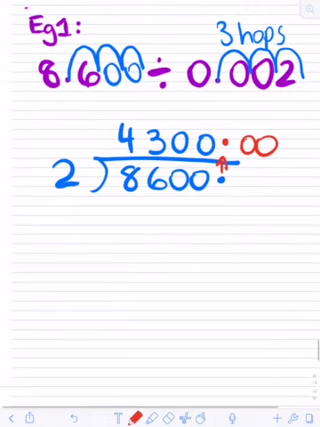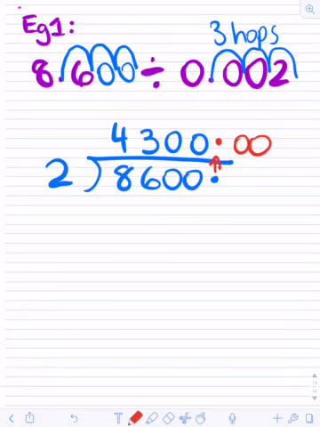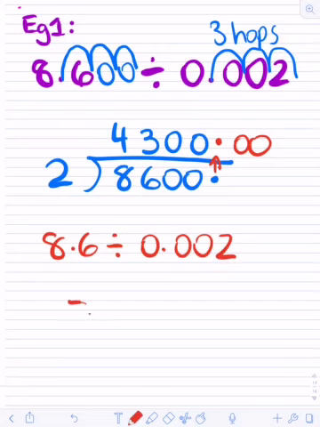So we can say that 8.6 divided by 0.002 equals 4,300. And you can check that on your calculator. And the reason why it equals the same is because we're doing the same amount of hops on both, we're making them both equivalent decimals to each other.